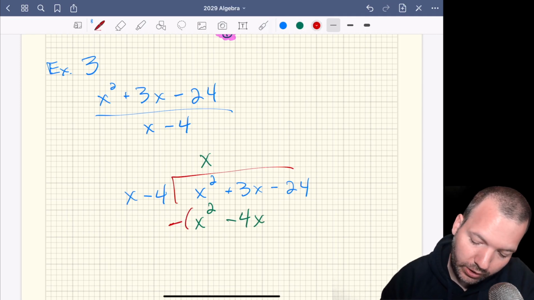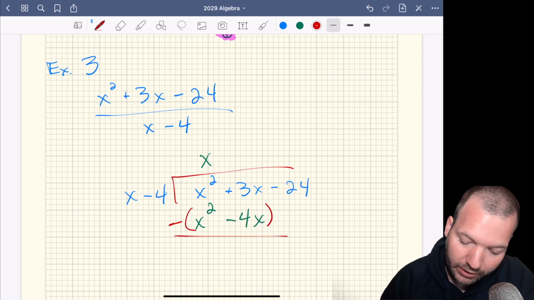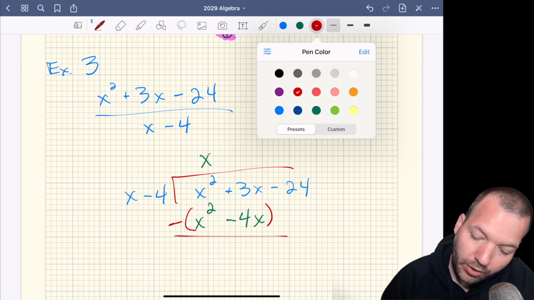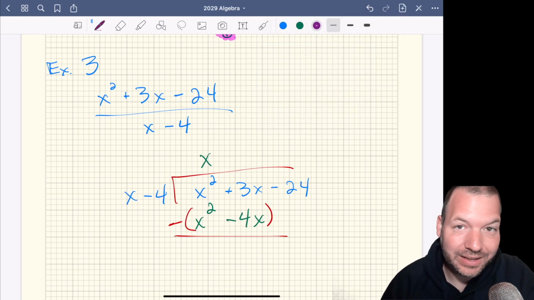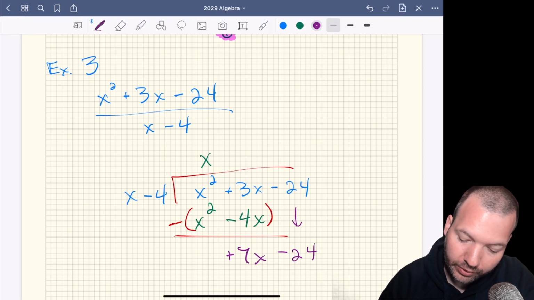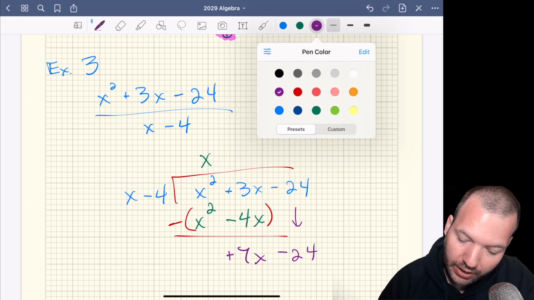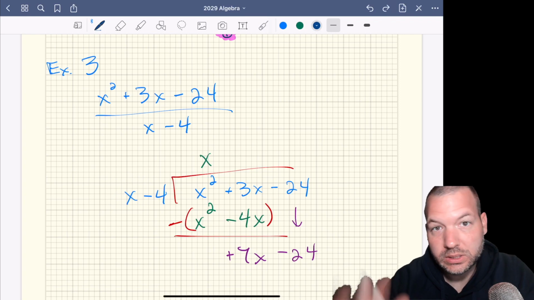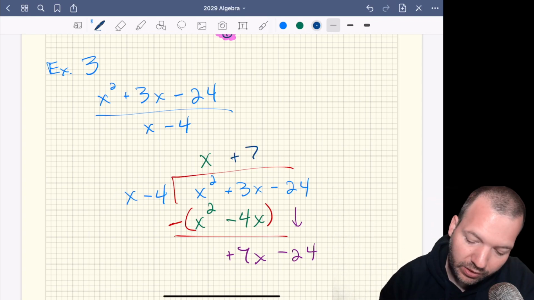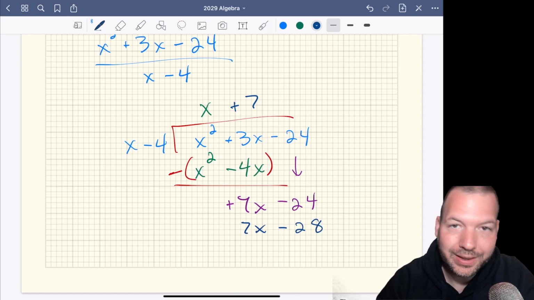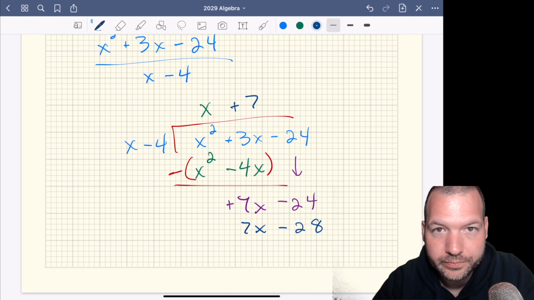And of course, we are looking at, well, what's left over? We subtract. X squared minus x squared is 0. That should always happen. 3x minus negative 4x, be careful with your signs, is positive 7x. And then we bring down the 24, and we start over. And we ask, x times what makes 7x? And the answer is 7. So we put a plus 7 up here. 7 times x is 7x. 7 times negative 4 is not negative 24.